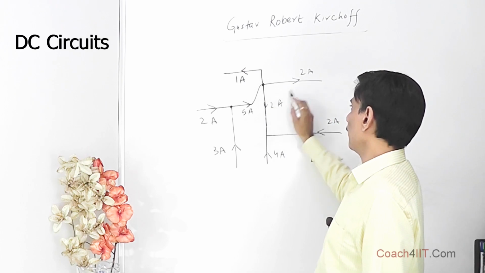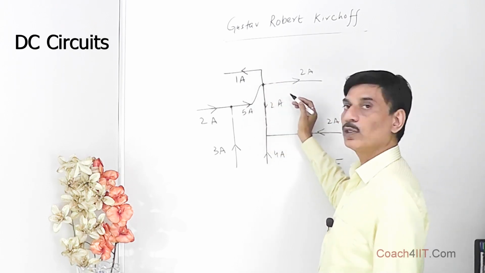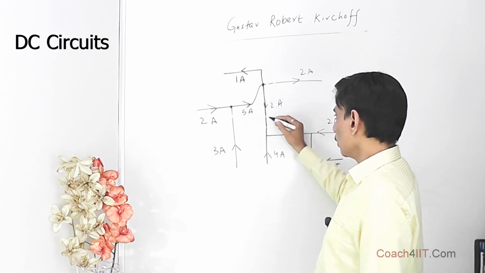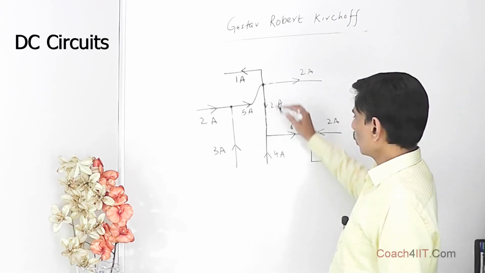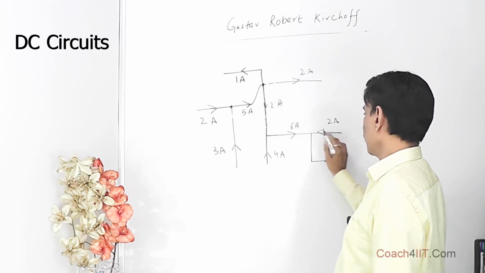This makes 2 plus 2 plus 1, 5 ampere moving away from the junction and 5 ampere moving towards the junction. Now 2 ampere is coming over here, 4 ampere is coming over here. So 4 plus 2, 6 ampere is moving in this direction, 6 ampere comes over here, and 2 ampere is coming from here.